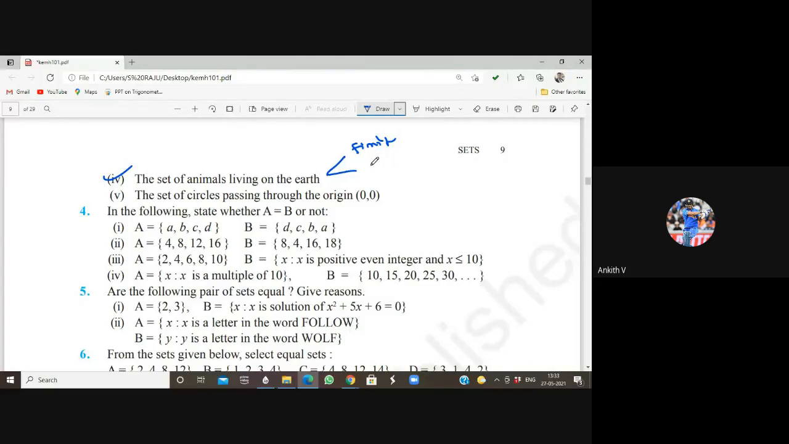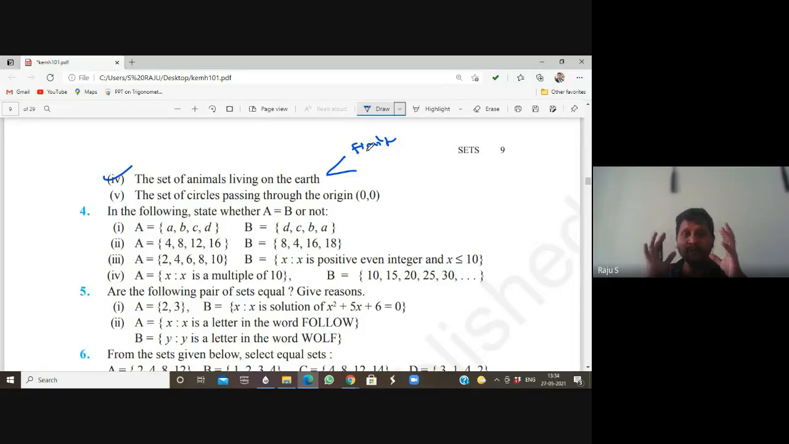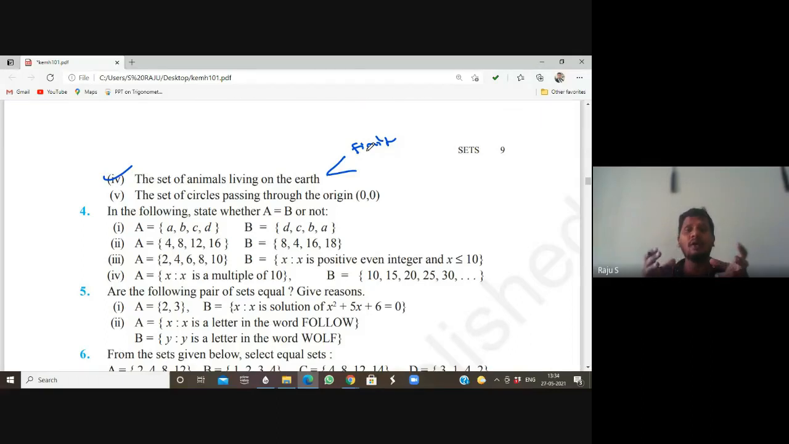Like counting the number of people only. We can't exactly count, but it is countable. It might be some 1,000 crores or 10,000 crores or 1 lakh crores, whatever it is, but it is countable. That is also a finite value. Infinite is uncountable. So the set of all animals living on Earth is clearly finite, but it might be a big number, right?